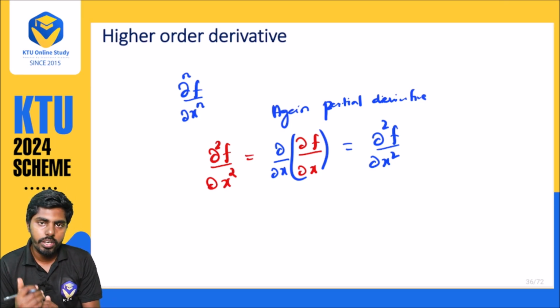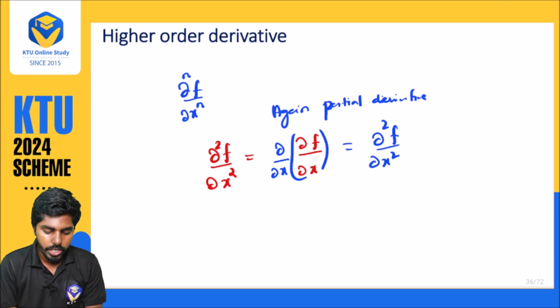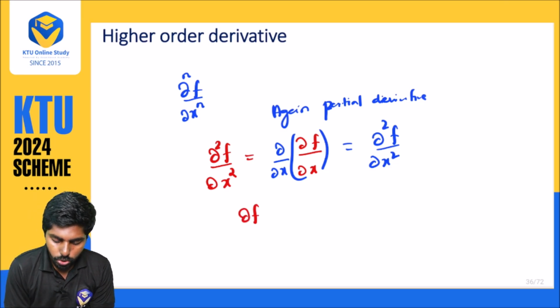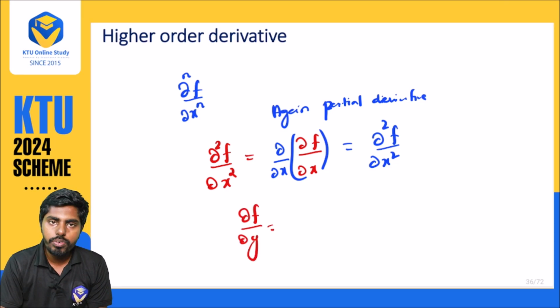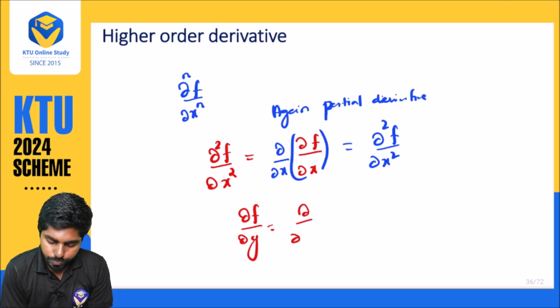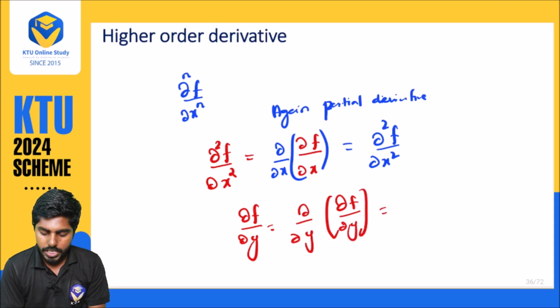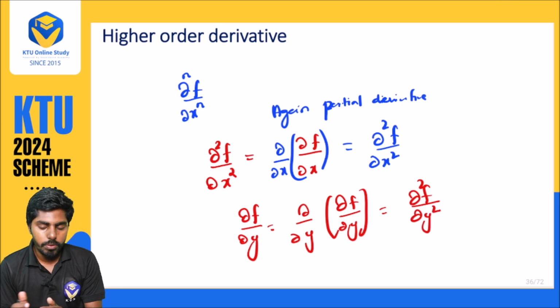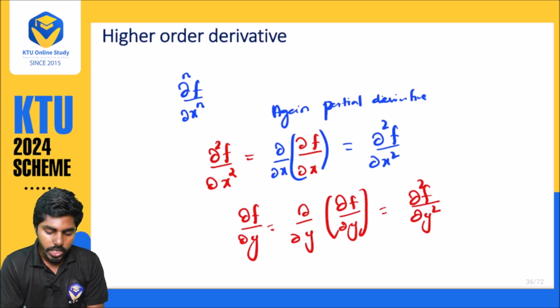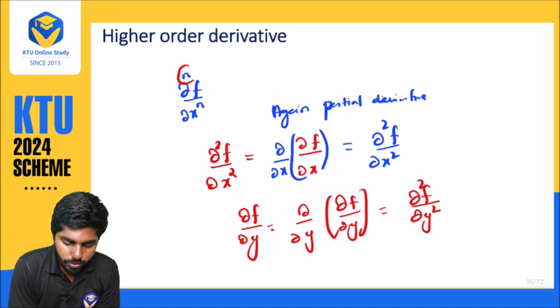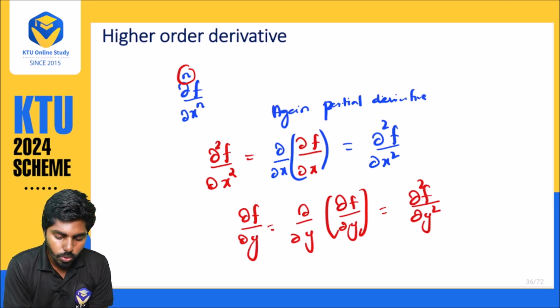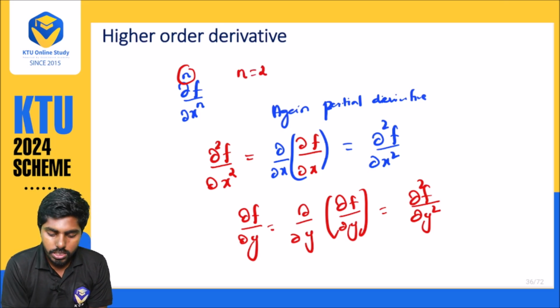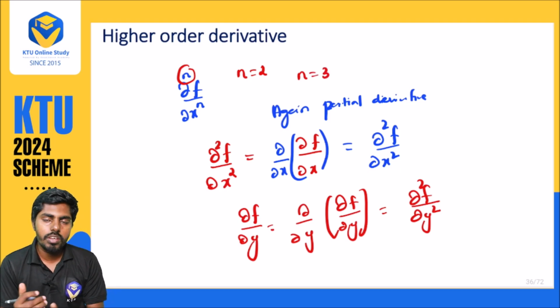Again and again differentiating is called higher order derivative. For example, if they give ∂f/∂y, you differentiate it again with respect to y, and it will become ∂²f/∂y². So again and again differentiating is called higher order derivative. It depends upon n. If the question is second order, n equals 2. If it is third order, n equals 3. This is the way you identify.